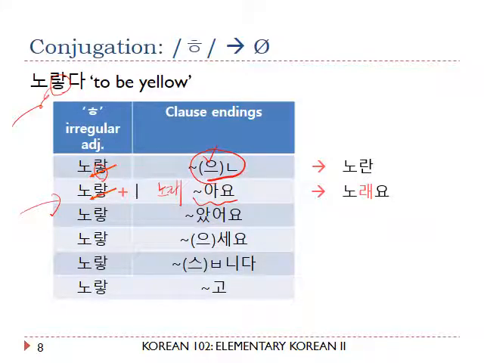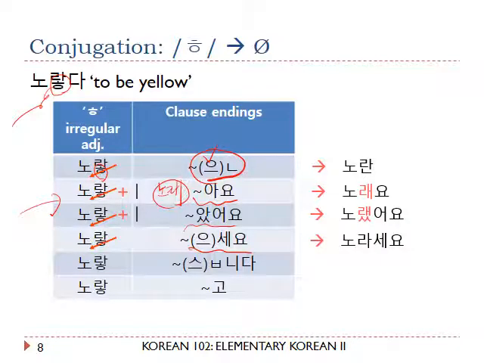With the past tense ending 았어요, which also begins with a vowel, ㅎ is omitted and the ㅣ vowel is added. So the stem becomes 노래, and with the past tense ending, the final form is 노랬어요. With the honorific polite ending 으세요, which also begins with a vowel, ㅎ is omitted. At this time, you don't need to add ㅣ, so the final conjugated form is 노라세요.